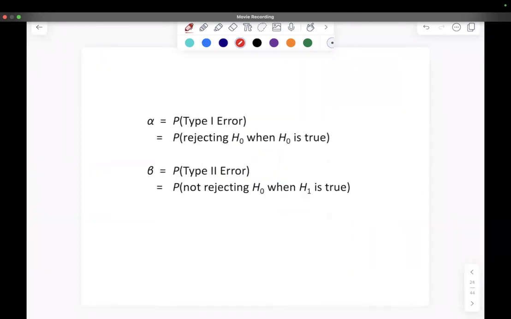All right. So the probability of a type 1 error is alpha. The probability of a type 2 error is beta. So if the assignment asks you what's the probability of a type 1 error, say alpha. If it says what's the probability of a type 2 error, you say beta. That's it.